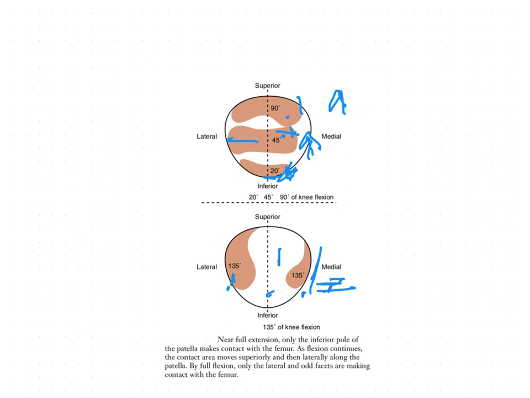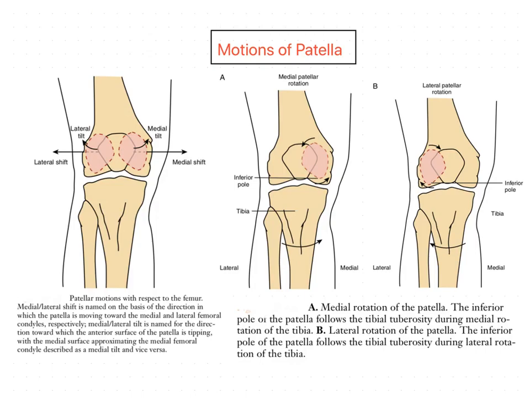So the patella has different contacts during different degrees of range of motion of the knee. Okay, so this is all about the patellofemoral articular surfaces and the joint incongruence. Now we will see the motions of the patella in the next session. Thank you.